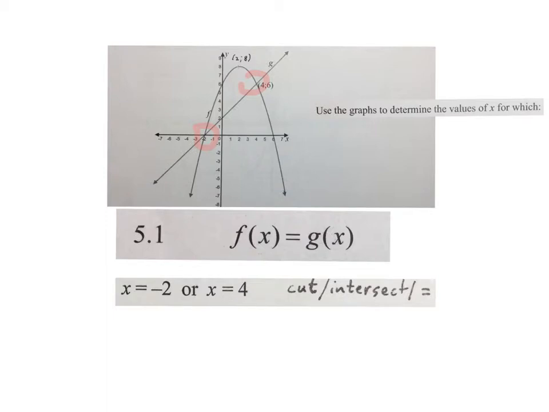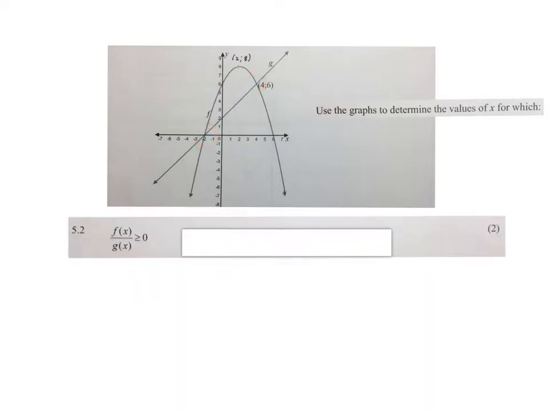So the first question asks, find the x values where f of x equals g of x. So the answer is x equals -2 or x equals 4. At both those places, they cut each other. Some people call it intersect, and that's where the graphs are equal. Stop the video and get your brain around this. Question 5.1 was worth 2 marks.